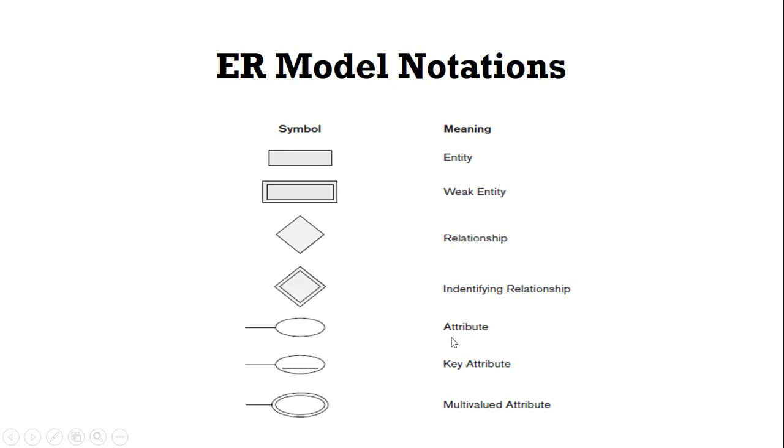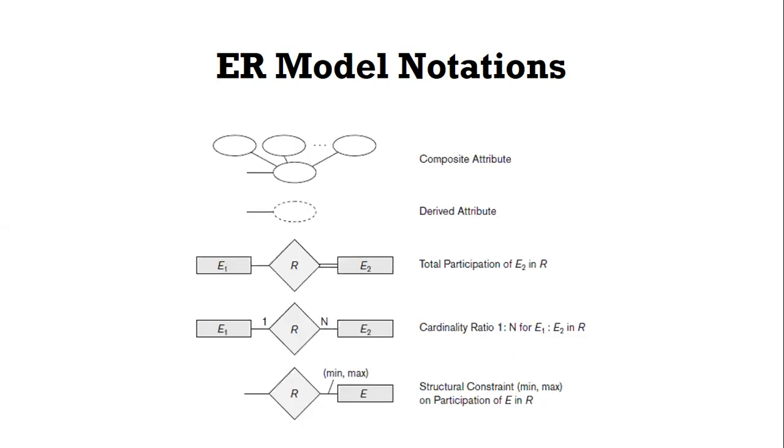The next thing is the attribute. An attribute will be mentioned with an oval, a key attribute will be mentioned with a line inside the oval, and a multi-valued attribute will be mentioned with the help of a double oval. We will see the definitions of the entity, weak entity, relationship, attribute, and key attribute; key attributes are already discussed in the previous classes. We will discuss multi-valued attributes in the coming lectures.